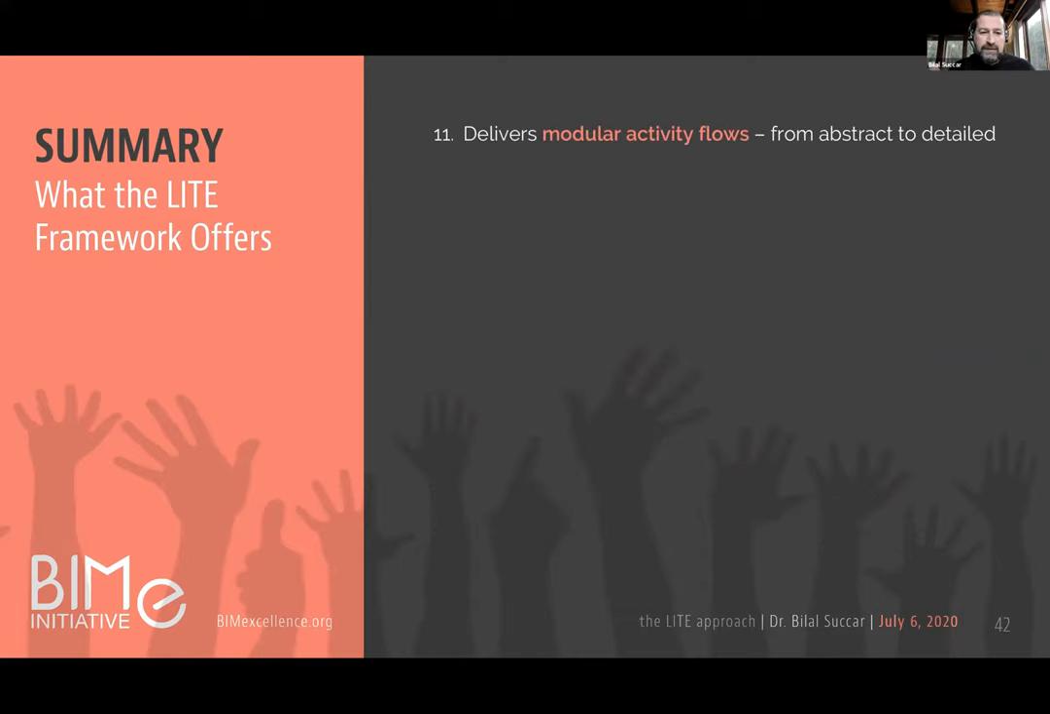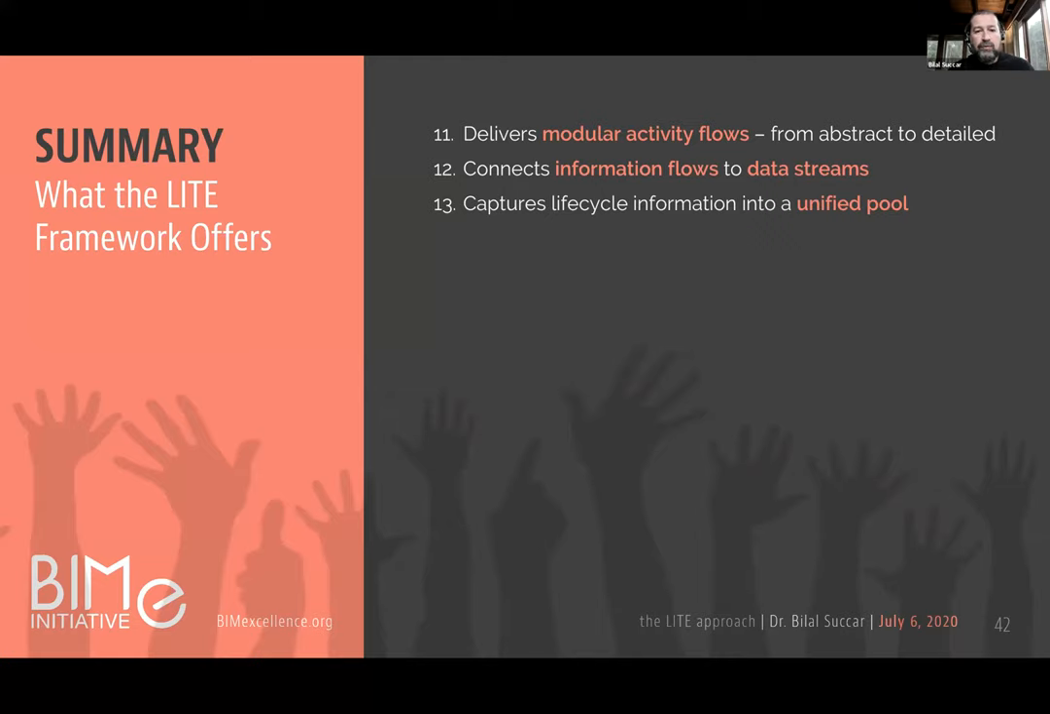There's a model of activity flows. This will be covered by Regina later on. I did not cover this, but the framework connects information flows to data streams and also to knowledge exchanges, in a unified pool of information. It is semantically consistent. Why? Because it is based on a different project called the dictionary. Every term in the framework is connected to an online dictionary, which is available in multiple languages, including Portuguese.